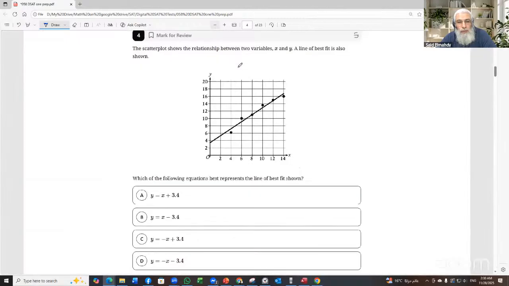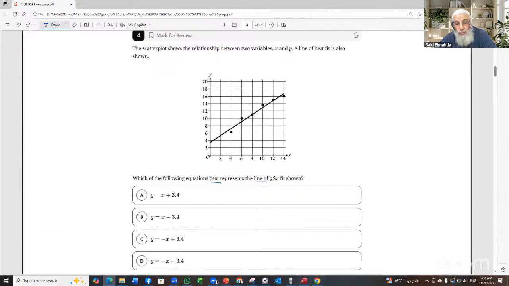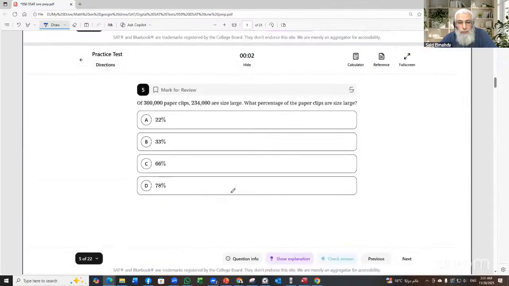The scatter plot shows the relationship between two variables, x and y. The line of best fit is also shown. Which of the following equations best represents the line of best fit? This is 3 point something. The slope is positive 3.4, not negative. So the slope is positive, not negative. This one is incorrect.